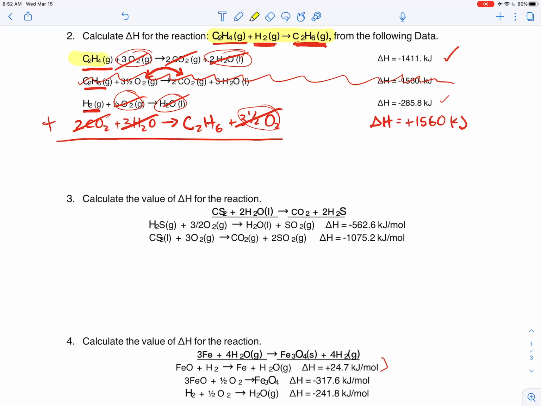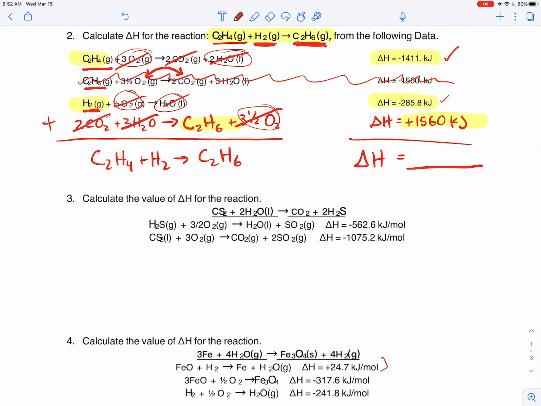And again, we're left with the chemicals that we want in that final equation. So we can rewrite it. And you would go ahead and just add these 3 numbers here to get your answer in kilojoules.